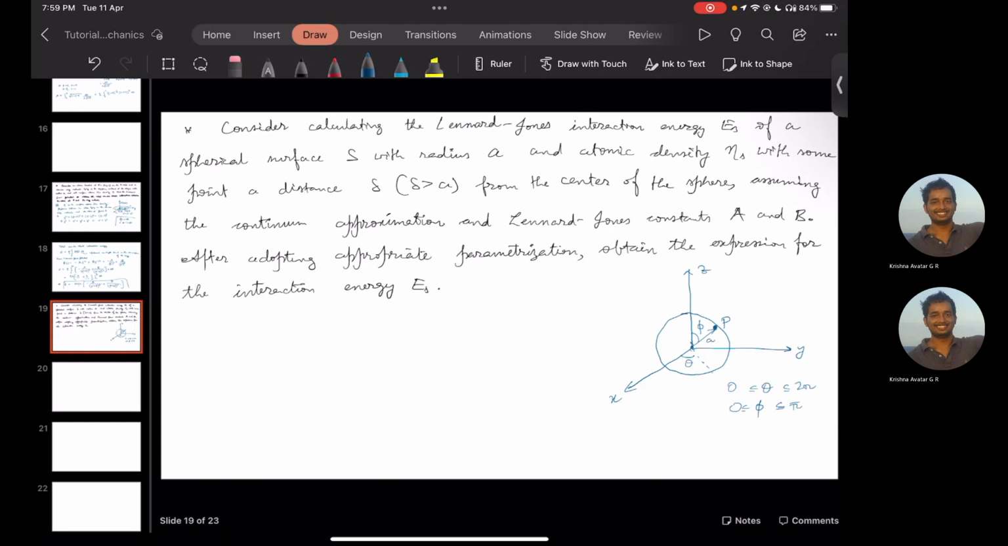And let's take the point which was supposed to be at a distance del from the center of the sphere on the z-axis, just for convenience. Okay, and you see that it is at a distance of del from the center of the sphere.